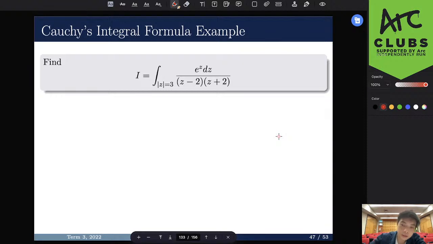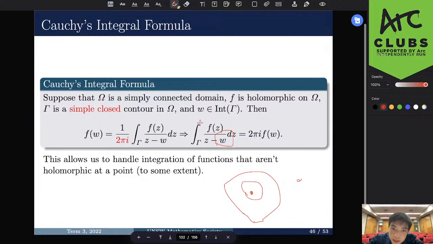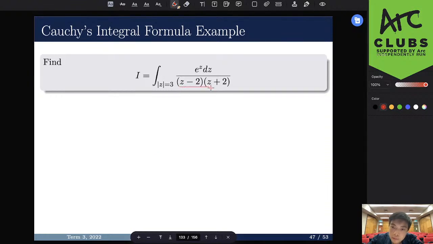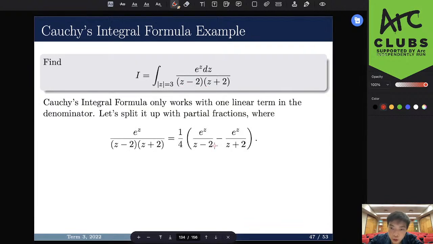So let's apply it. What you might notice here is that in our Cauchy integral formula, we only have one linear term at the bottom, but this question has two. A common way to deal with that is to use partial fractions, where instead we have two different terms. Each of them has a holomorphic function at the top, but a single linear term at the bottom, which means that we can individually apply Cauchy's integral formula.